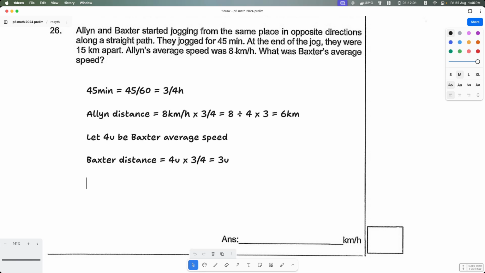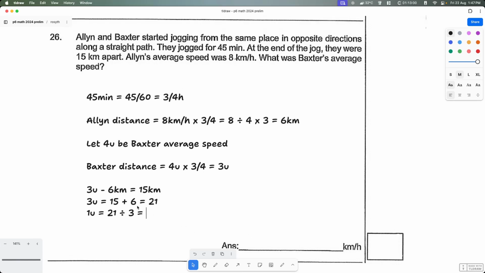Okay, so we know that 3 units minus 6 km is equal to 15 km, right? So in this case, 3 units equal to 15 plus 6, which is equal to 21. So 1 unit is equal to 21 divided by 3, equal to, wait, let me double check. Either way, give me a second.